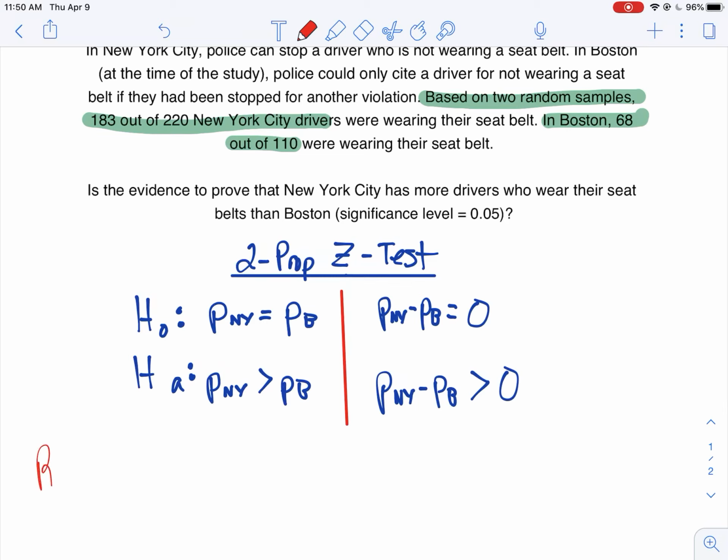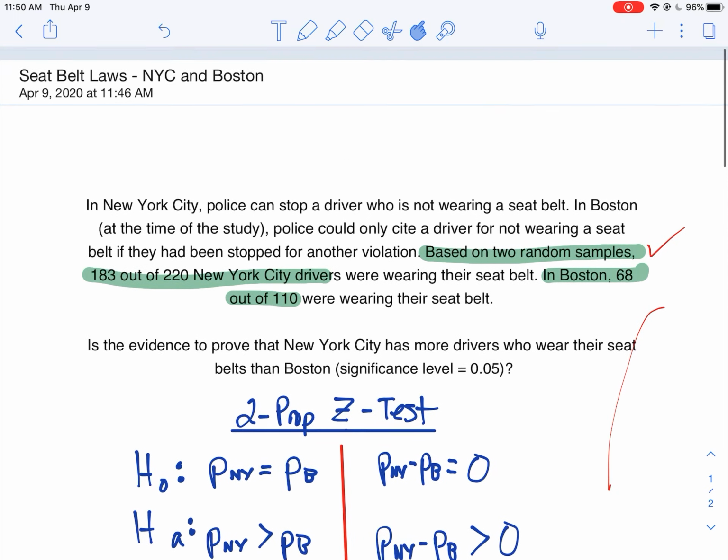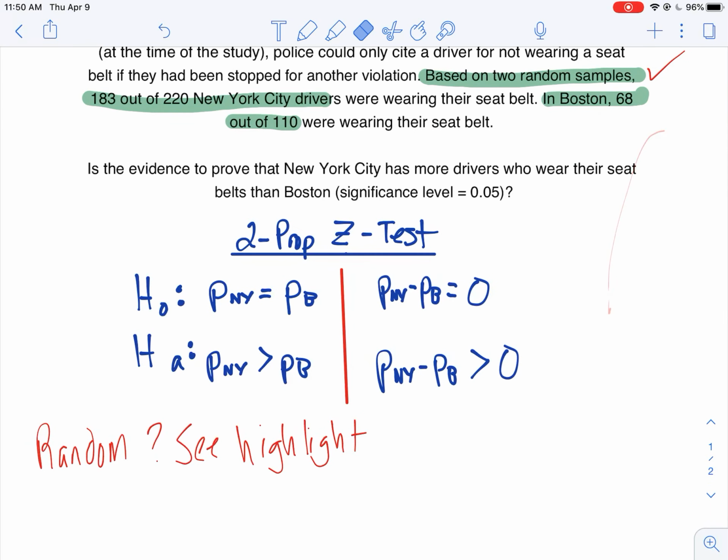All right, so let's jump to our conditions. First condition is random. Guess what? Got that checked right up here. We already checked that out. We're in good shape. So I'll put C, highlight. Make it nice and easy. I highlight it. I'm all set. It told me that there are 2 random samples. Remember, you have to prove it for both proportions or both populations in this case.